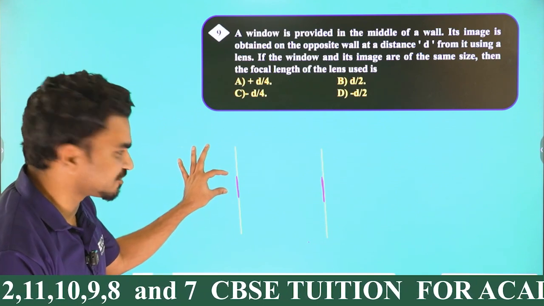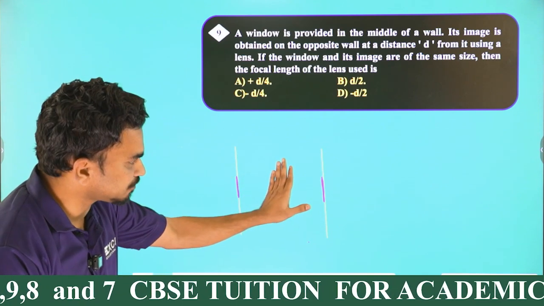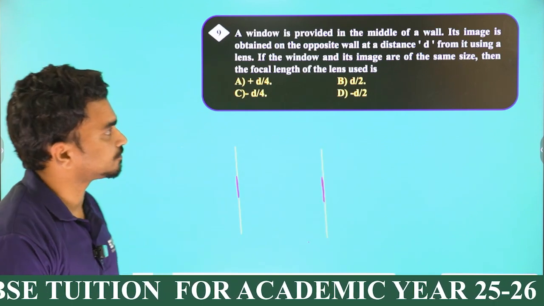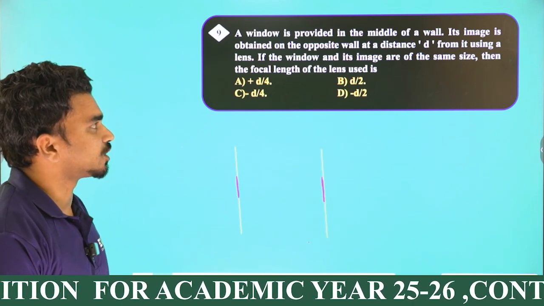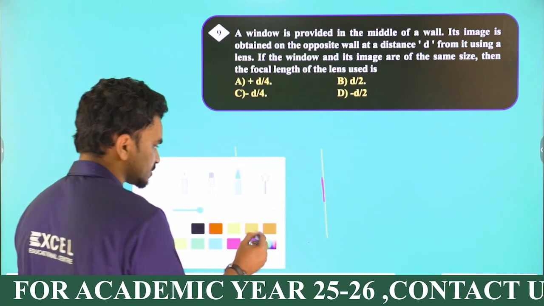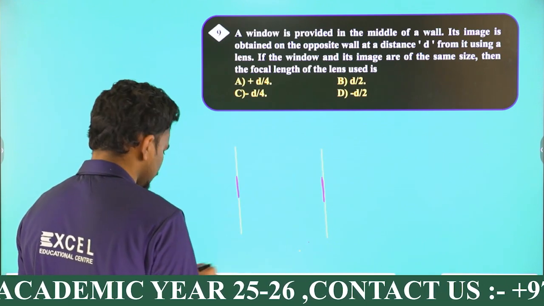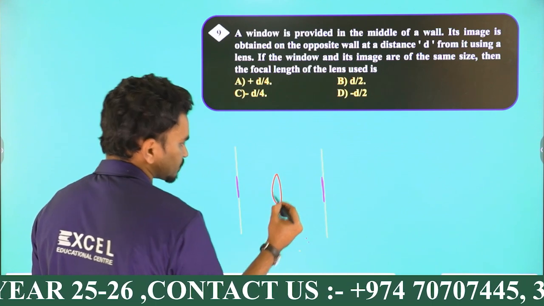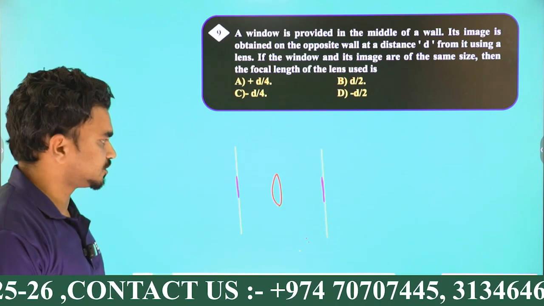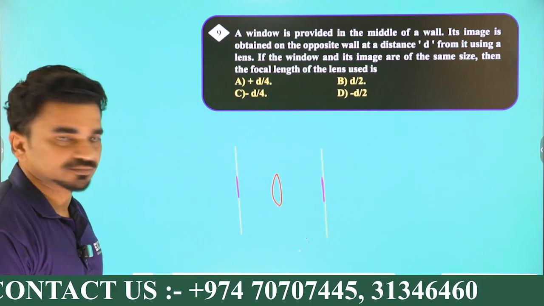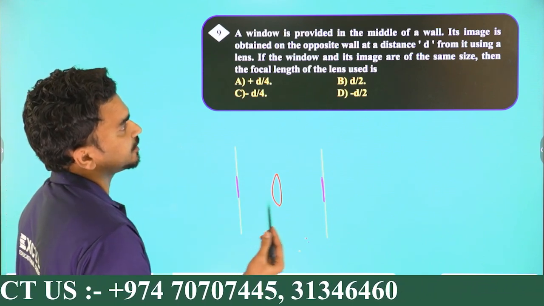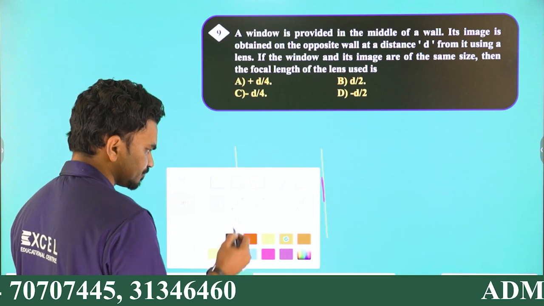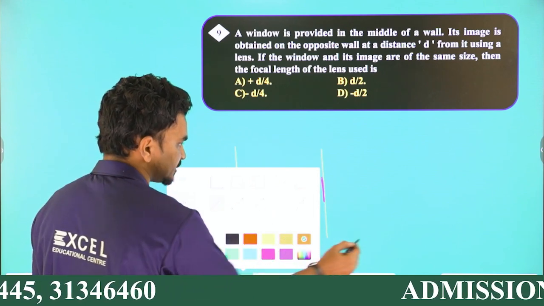On one wall, there is a window present. With the help of some lens, we are forming an image on the opposite wall, having the same size. Then what will be the focal length of the lens we used? Definitely to get this, we used what? A convex lens. We used a convex lens to form the same size image. The question is asking, what will be the focal length of this lens? Okay, we can find the focal length of the lens.